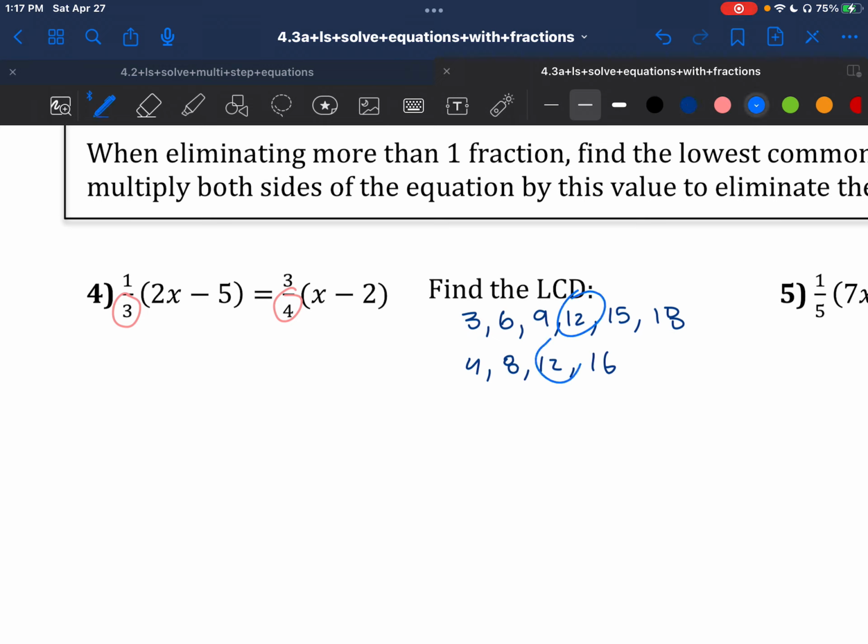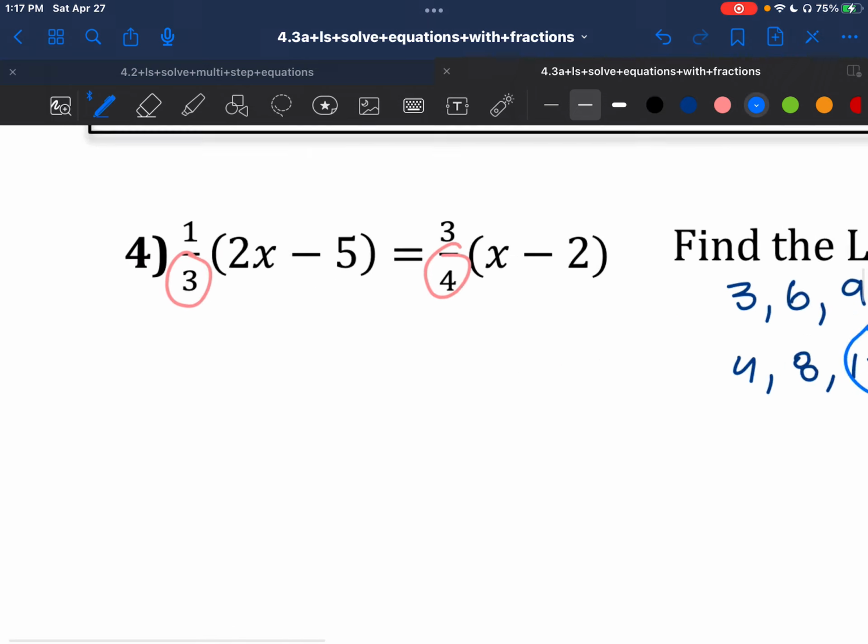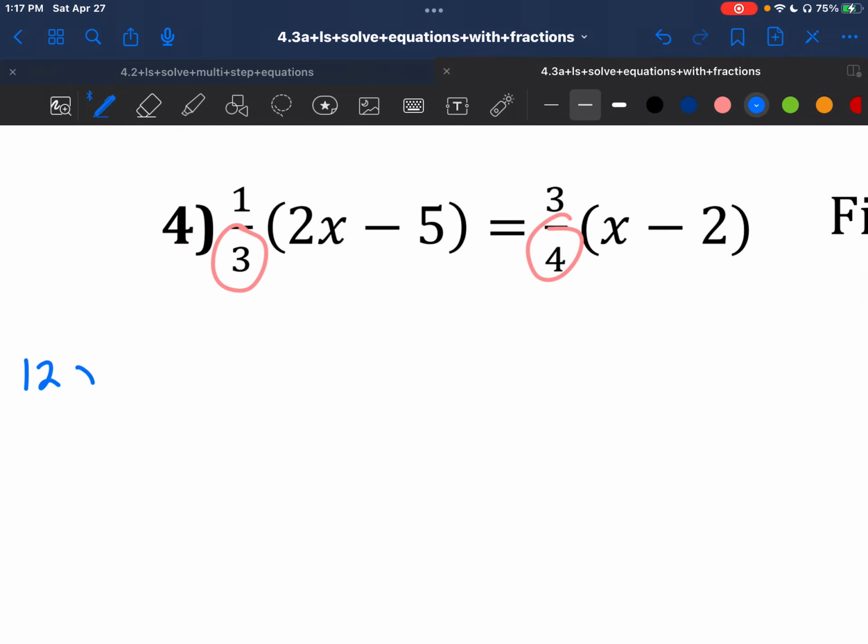So it looks like the lowest one would be 12 and 12. So now what it's telling us is multiply both sides of this equation to eliminate the fractions. So we can go like this, and let's see how we're going to do this. We can rewrite and say 12 times 1 over 3. We can put that in brackets if we want, might help us out. So 4 times 12.